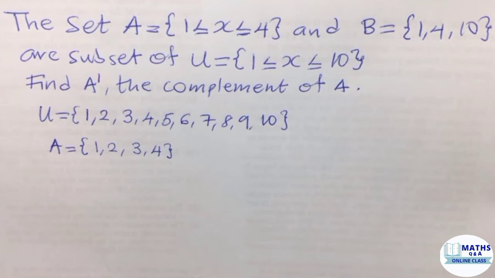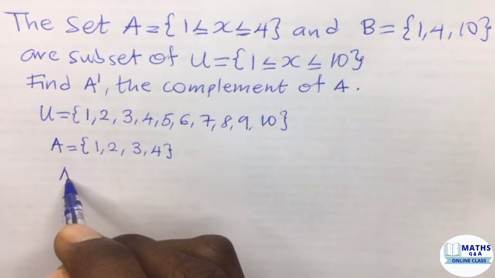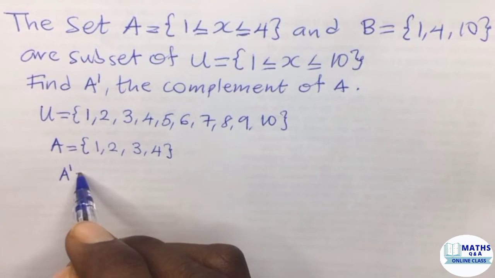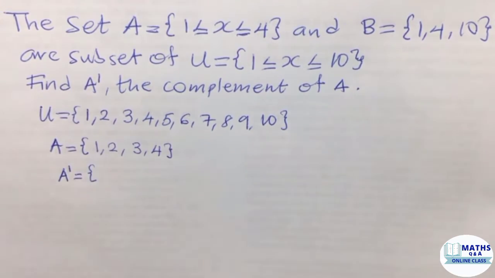The next thing is for us to find the complement of A. The complement of the set A is the set of elements in the universal set that cannot be found in the set A. So we're going to compare the elements in the set A to the elements in the universal set, and the elements in the universal set that cannot be found in the set A will form the elements in A complement. So let's go ahead and do that.